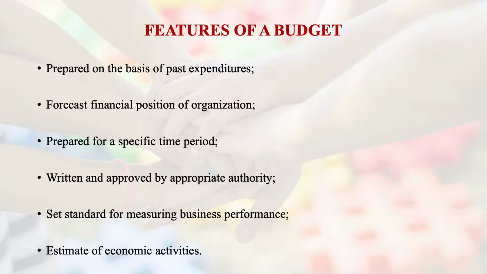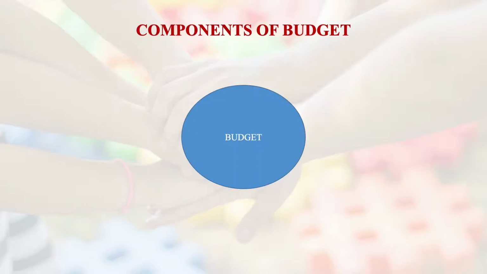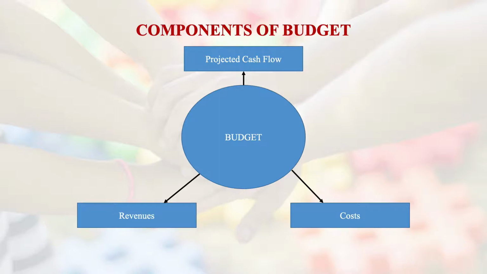Now let us see what are the different components of the budget. When we talk about the budget, there are three basic components of the budget. One is the projected cash flow, the second is the cost, and third is the revenue. So you have three components, and these components formulate a budget. The total budget is formulated by these components. Of course, when there is cost incurred, there would be revenue also, then only you can incur the cost. So there should be incoming and outgoing both in the budget.